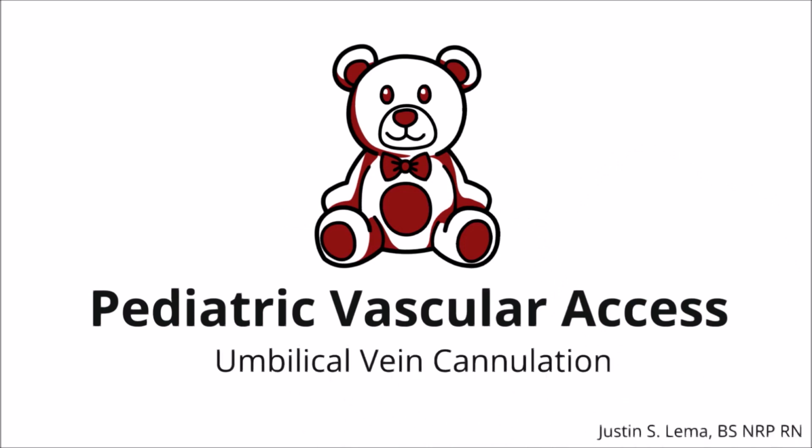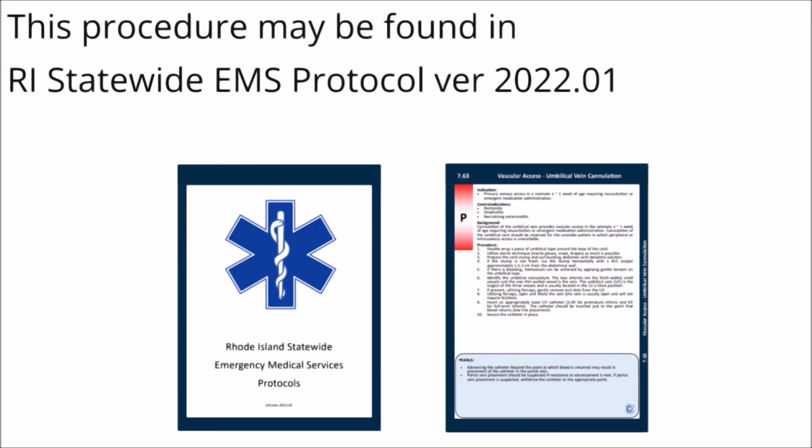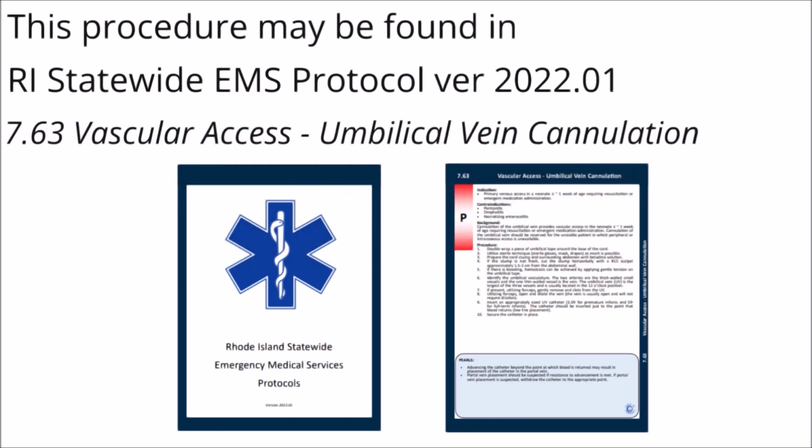Hi, and welcome to our presentation on umbilical vein cannulation. This is a paramedic level skill which can be found in Rhode Island Statewide EMS Protocol 7.63, Vascular Access, Umbilical Vein Cannulation.